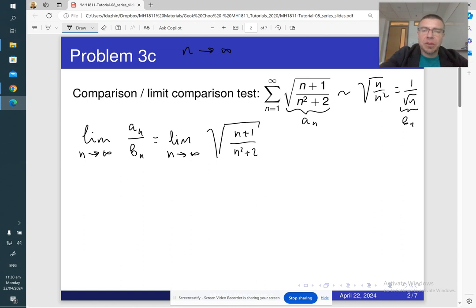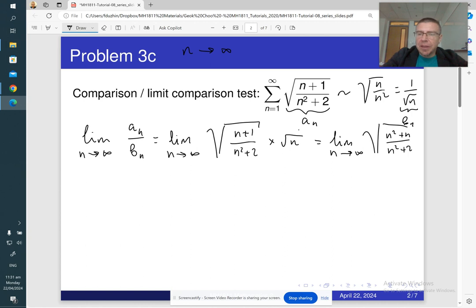So now I have just copied my original series divided by 1 over square root n, which is the series that we are comparing it with. Now, to divide by the reciprocal is the same as to multiply by square root n. So now I'm going to simplify it a little bit. n times n plus 1 is n squared plus n, divided by n squared plus 2.